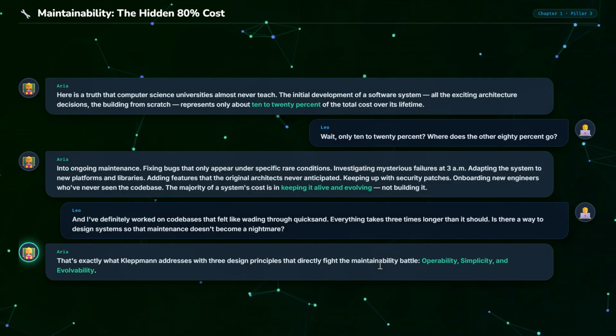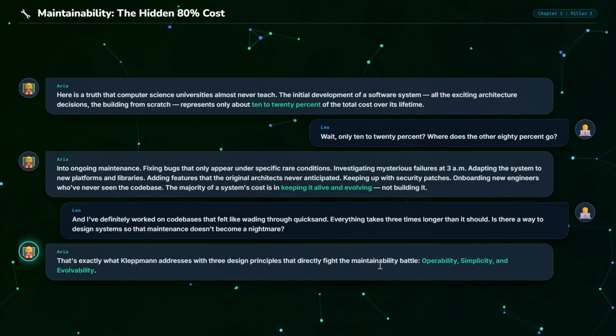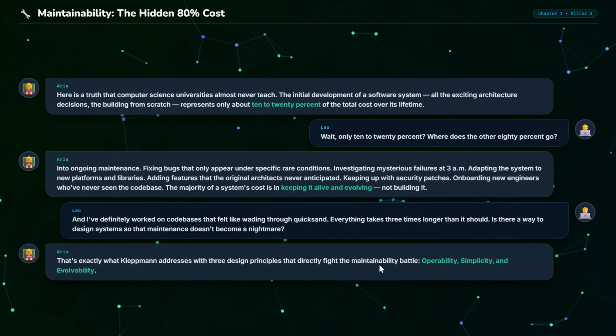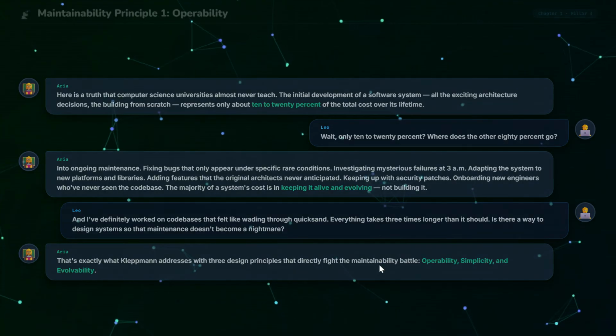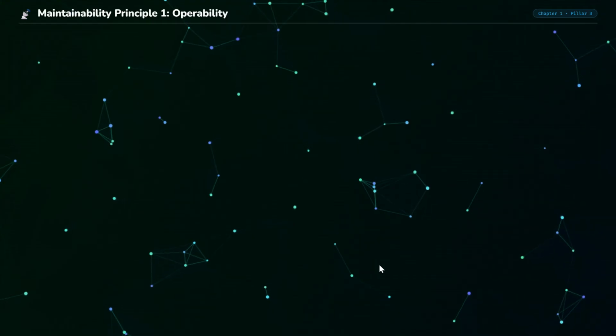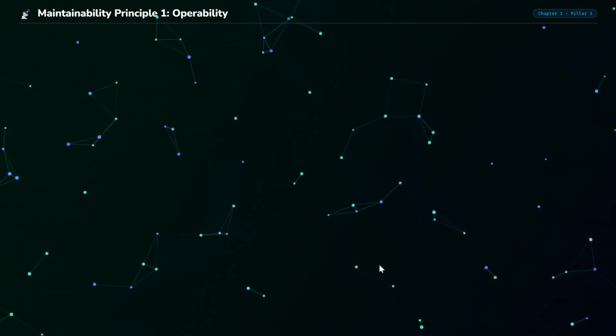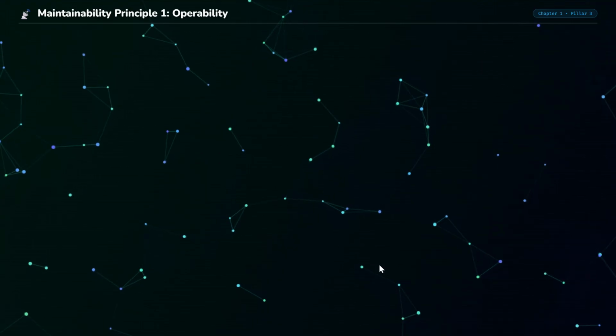Operability, simplicity, and evolvability. Maintainability Principle 1. Operability. Making life genuinely easy for the people who run your system.